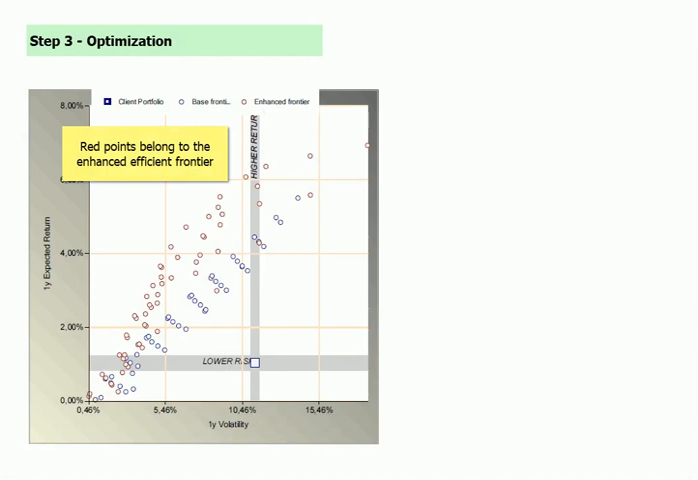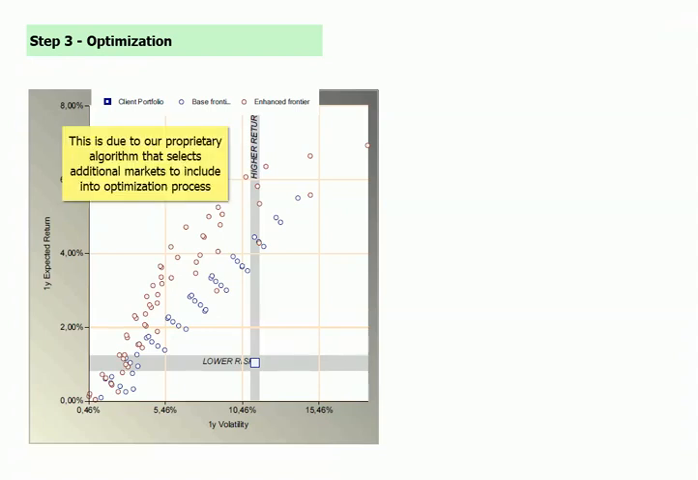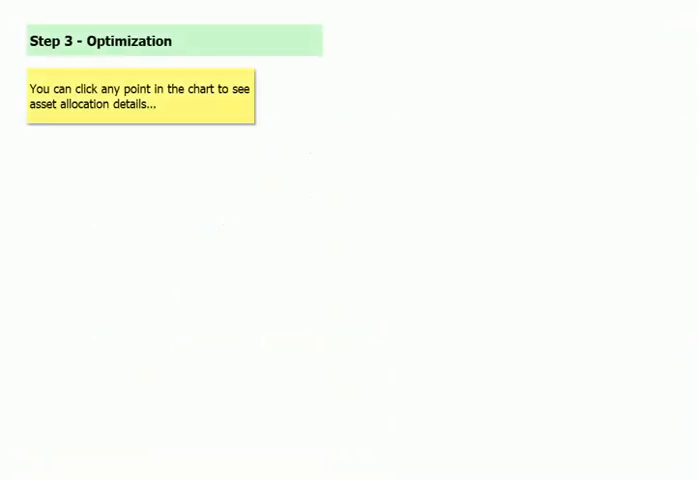Red points belong to the enhanced efficient frontier, and most of the times offer a better risk-to-return profile. This is due to our proprietary algorithm that selects additional markets to include into the optimization process. You can click any point in the chart to see asset allocation details.